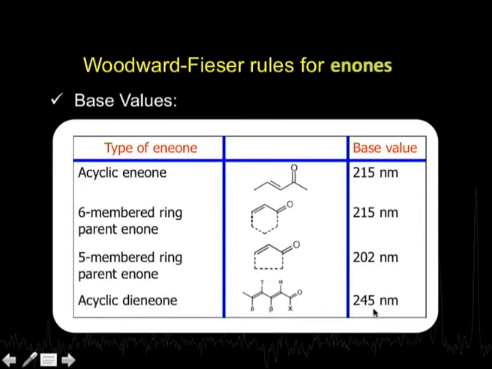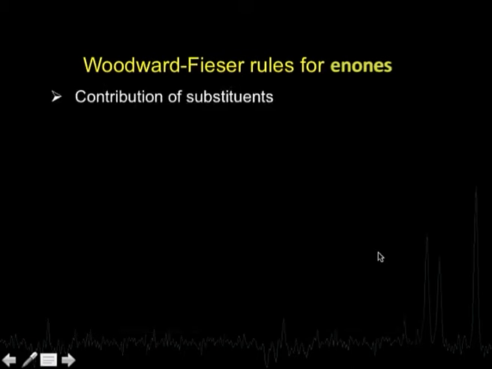So typically when we talk about using these rules, we find that we have to first identify the type of enone we have, and accordingly we'll ascribe a base value to that. So that is the first step. Thereafter, the second component we have is the contribution of substituents. This is much more elaborate as against what we had in case of dienes.